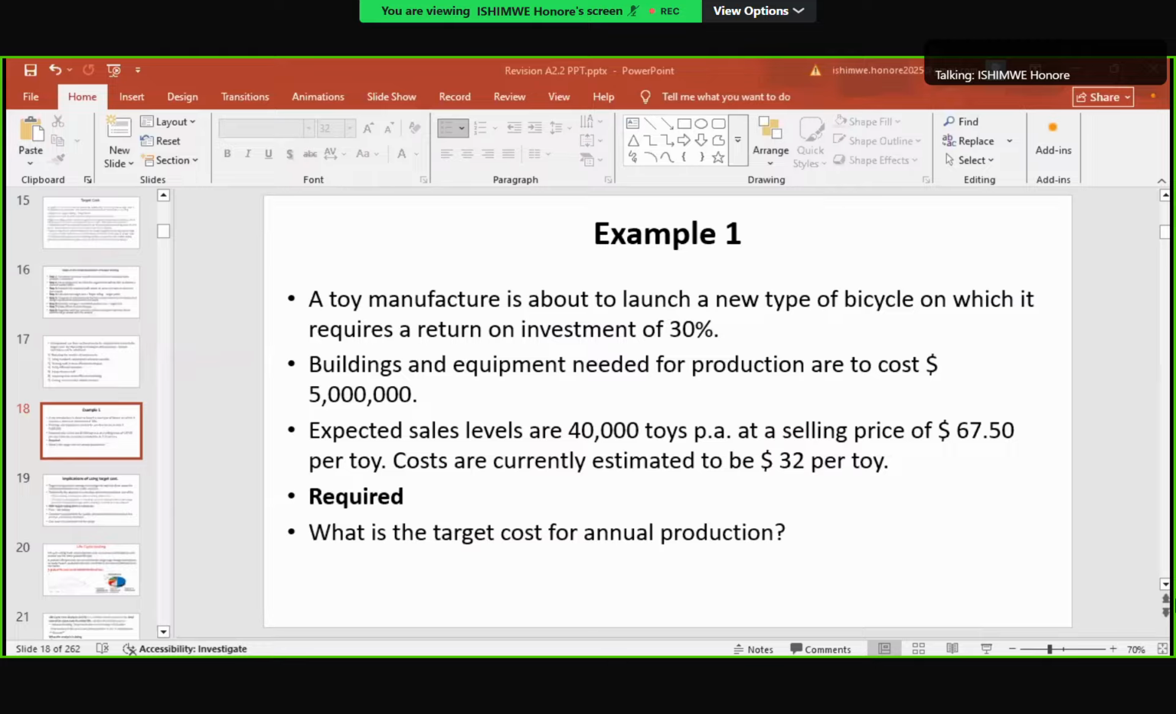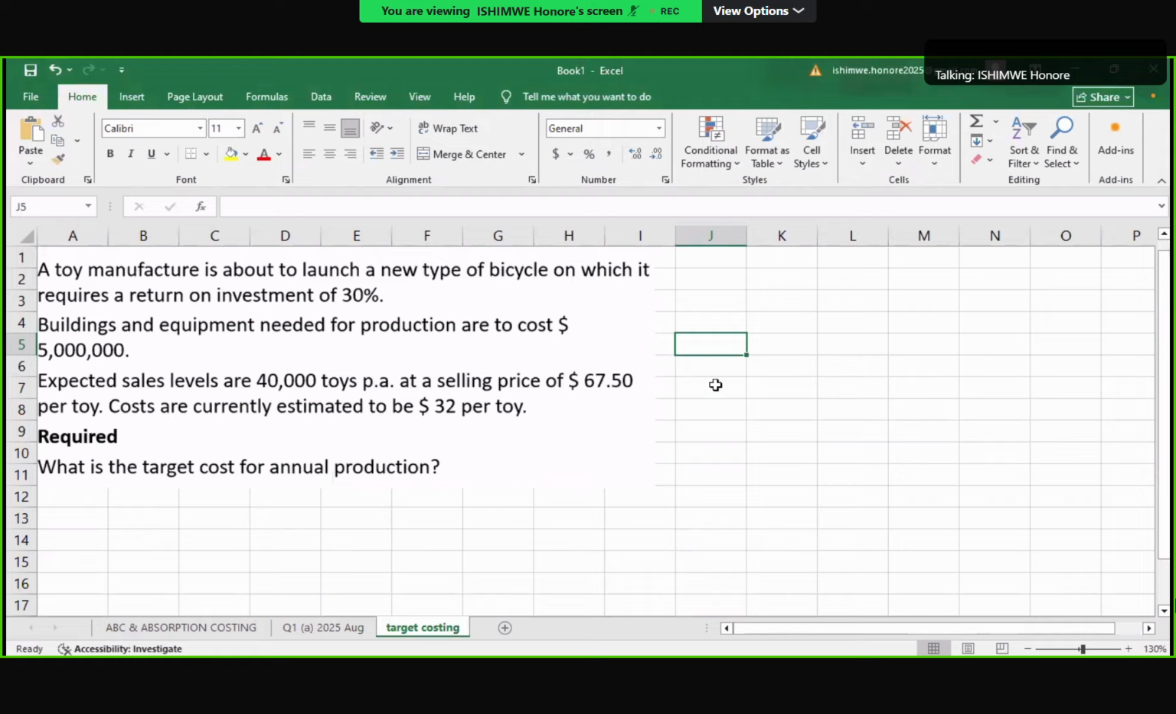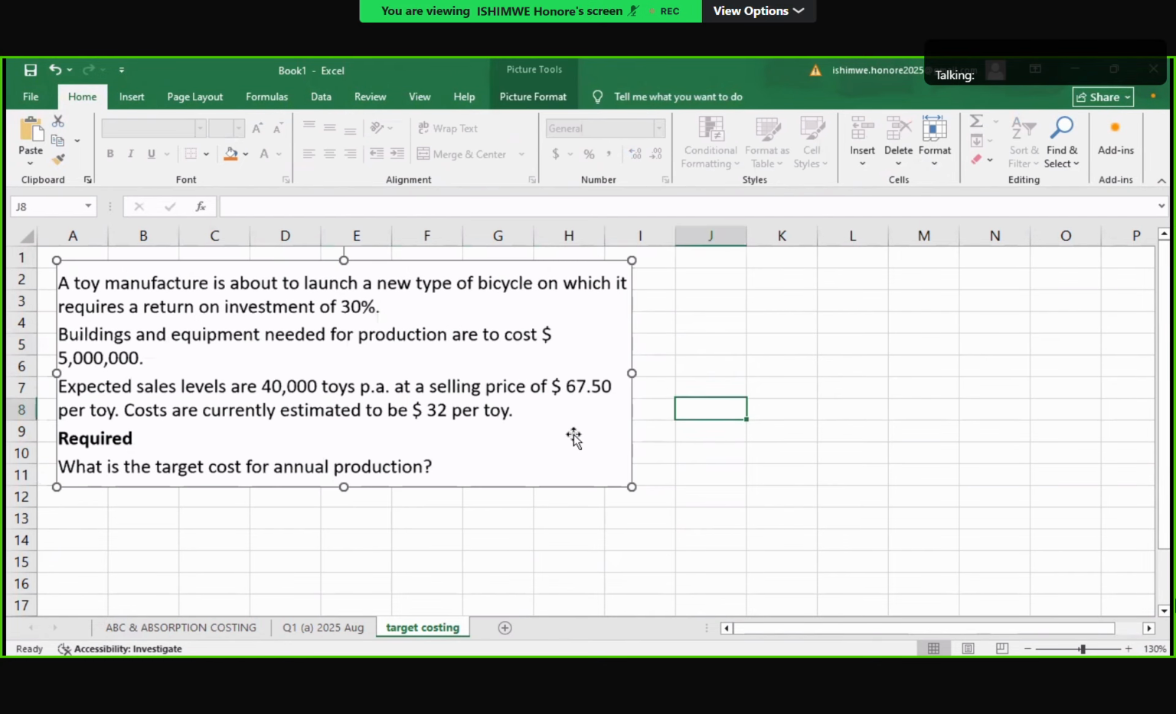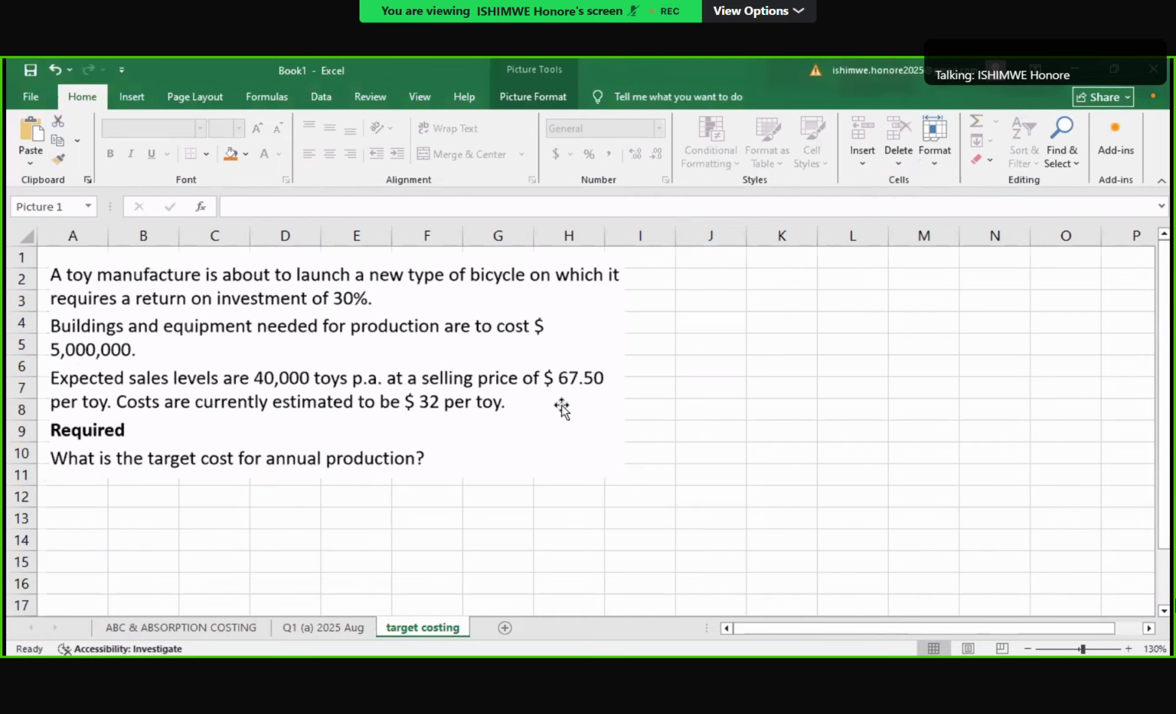Let me go to Excel. I hope you can see the Excel has come to your screen. You can see it. That is where our working document is, Excel.